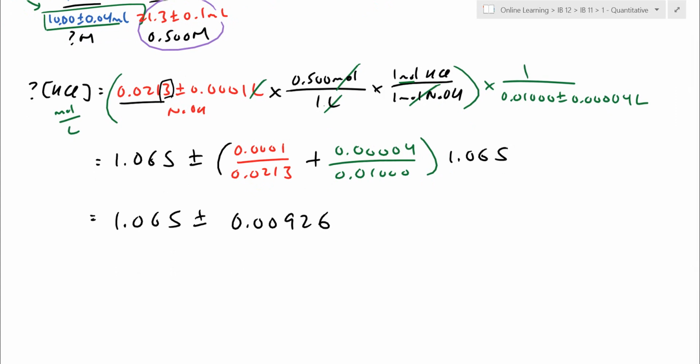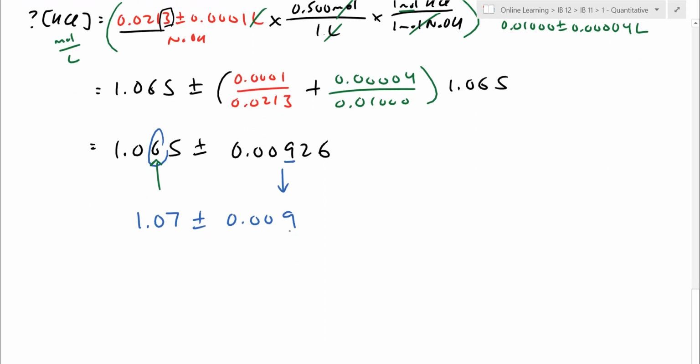Based on my sig fig rules, I can keep this to 3 sig figs. Based on error, I want to round it to 1 sig fig here, so I want to keep this position. So far, I want to say 1.07 plus or minus 0.009. Oh, this doesn't line up here. Usually what we would do is we would say, let's line it up. Let's go 1.070. Well, we can't, because the sig fig rules only let me get up to that position. So in this case, even though I could have the precision in the third decimal place, let's just knock it back into the second decimal place.